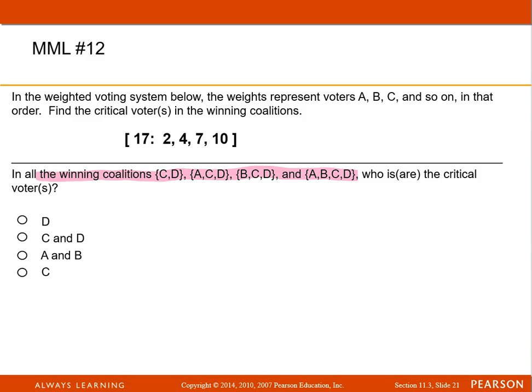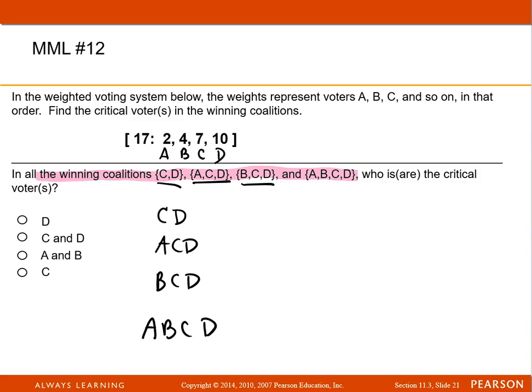So back up here at the top, remember that the first one is A, the second one is B, this one's C, and this one's D. So, okay, CD, that's this one. A, C, D is that one. B, C, D is that one. And A, B, C, D.